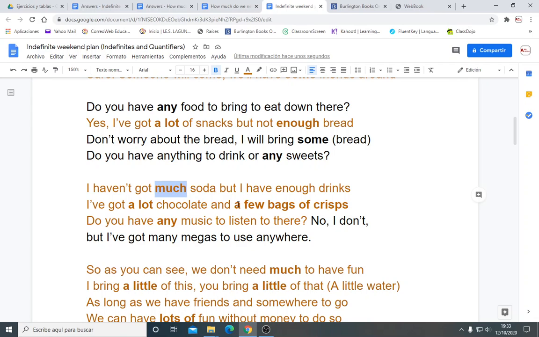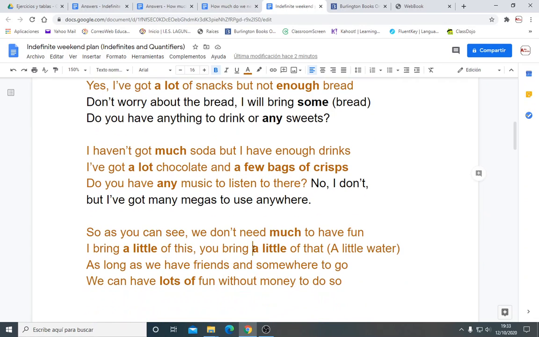And the same with a few and a little, that means poco, unos pocos. We use a few for things that we can count, like 1 tree, 2 trees, 1 dog, 3 dogs, 1 table, 2 tables, 10 tables, and a little for things that we cannot count up.